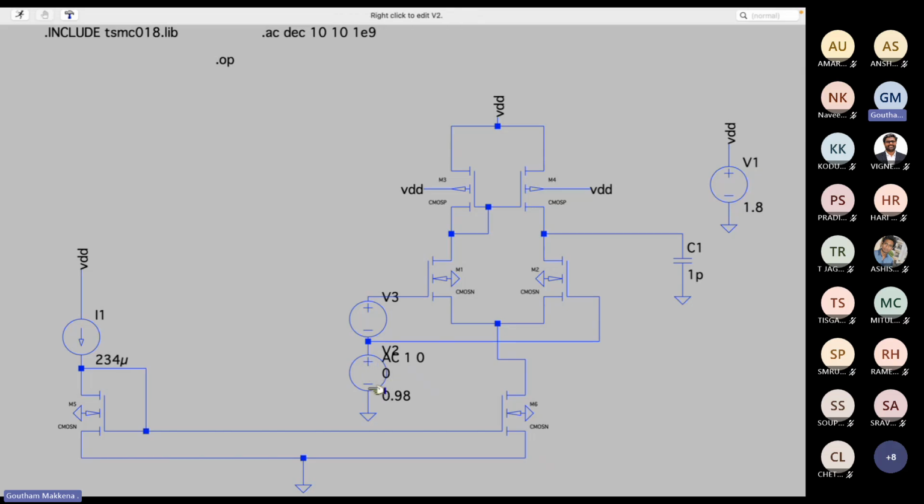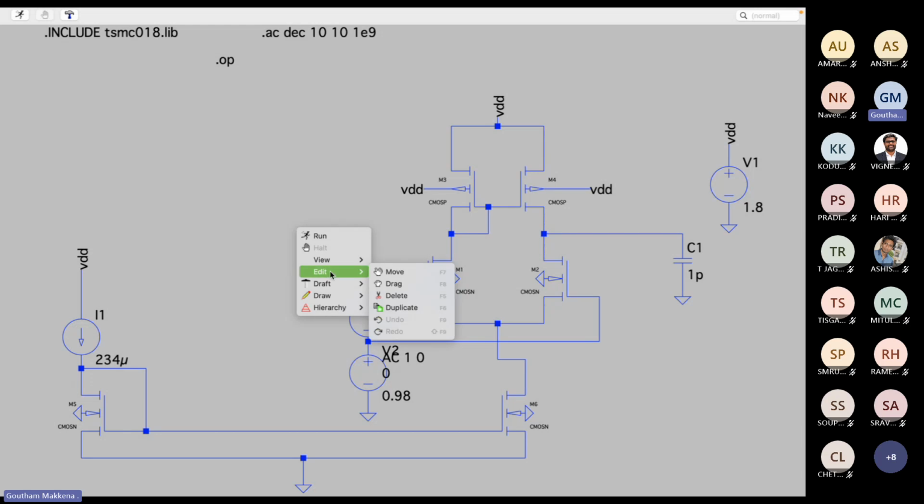And mind you, that 200 millivolts you are supposed to add to this one. In the previous class, I think we got 0.78. So that 0.78 plus 200 millivolts, VGS plus 200 millivolts, is the total voltage of the input common mode from this node to ground. That is why we have to add this 200 millivolts extra. So this becomes 0.98.